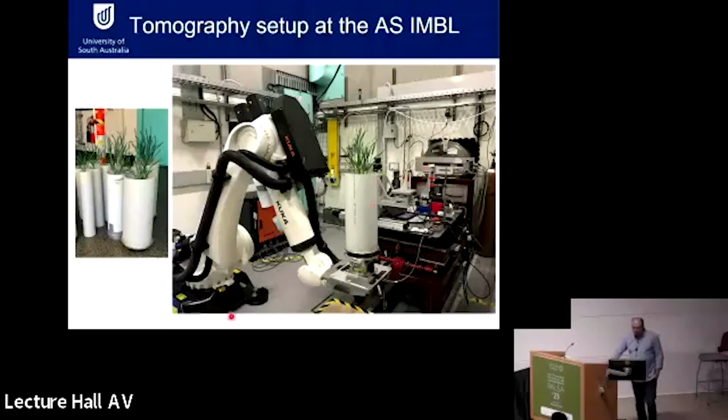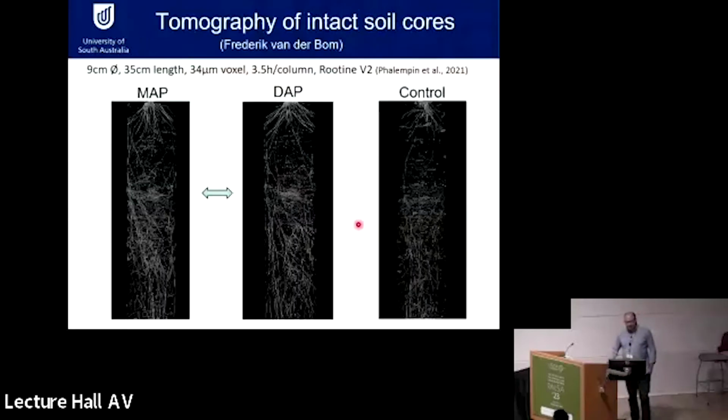Then we can put our soil cores on the robot and scan them while the plants are growing in there. It takes about 2.5 to 3 hours for our core down to 40 centimeters. We use cores typically about 10 centimeters by 40 centimeters in size. And that's the sort of information you can get.